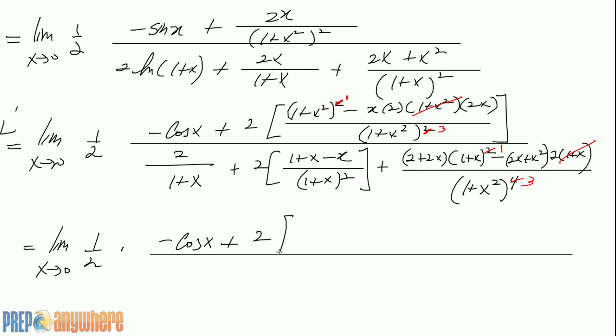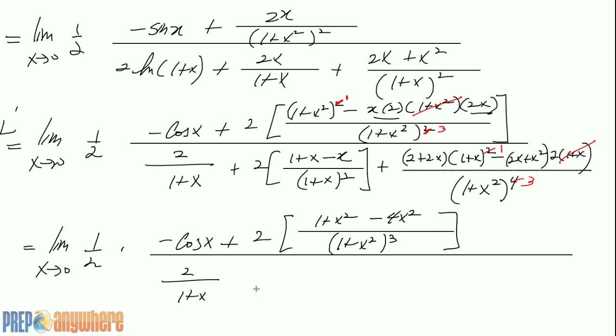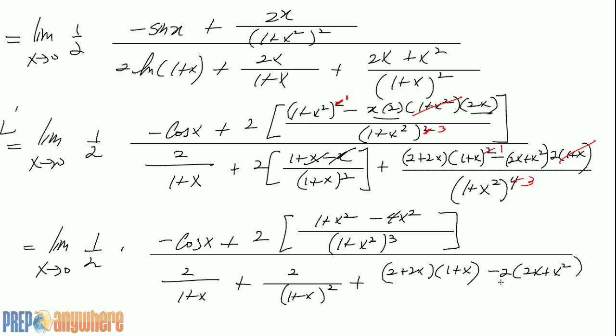So 2 on the top, we have 1 plus x squared. It's going to give you minus 4x squared, so power of 3. That's gone, so we have 2 over 1 plus x squared. And here we have 2 plus 2x, 1 plus x. We have minus 2 times 2x plus x squared.